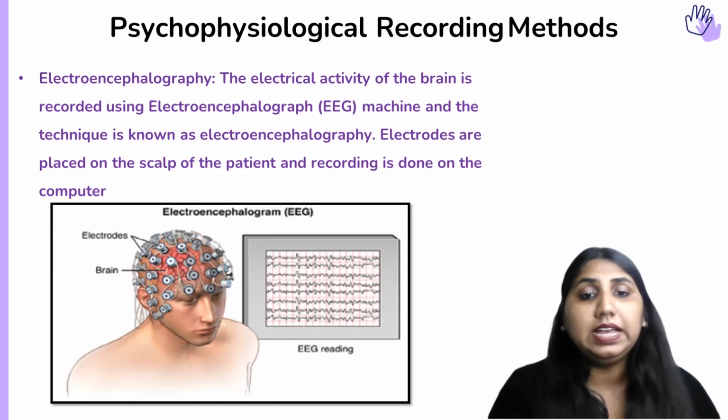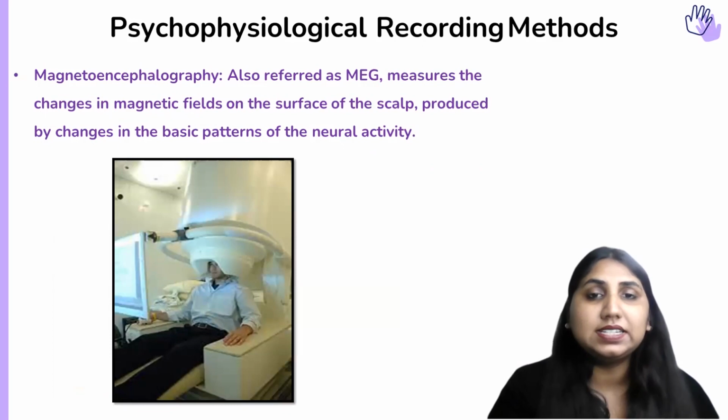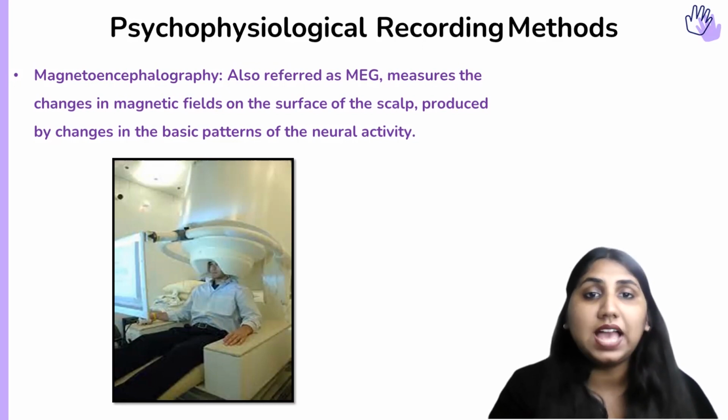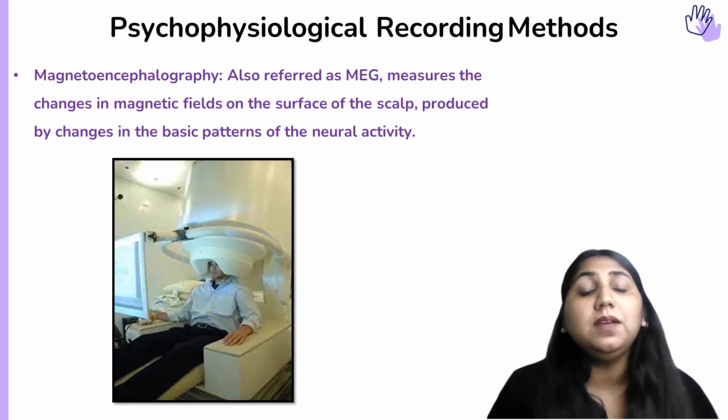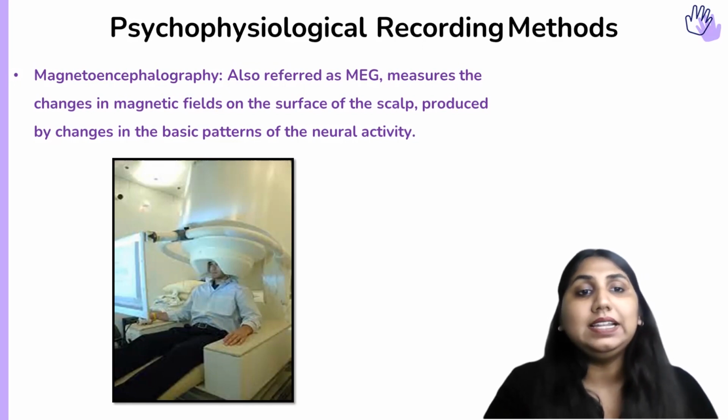All right, moving ahead, next we have MEG. So when we talk about MEG or magnetoencephalography, this requires magnetic fields. Earlier, that was electrical fields and electrical activity, but MEG requires magnetic fields. Over here, what happens is MEG measures the change in magnetic fields on the surface of the scalp by producing changes in the basic pattern of the neural activity. So whatever our basic pattern of neural activity is, that is changed. Okay, so there would be changes that would come.